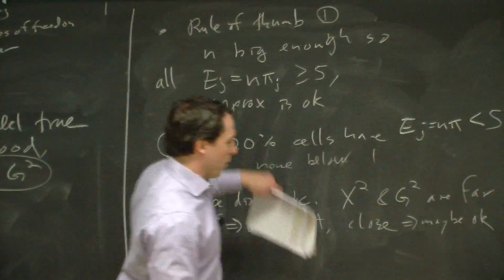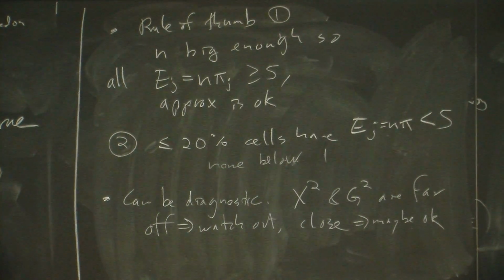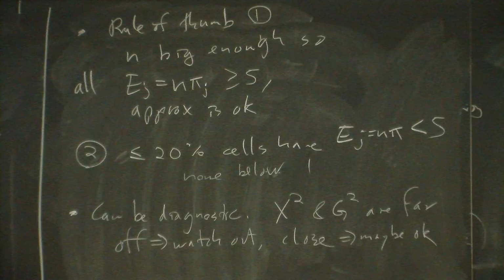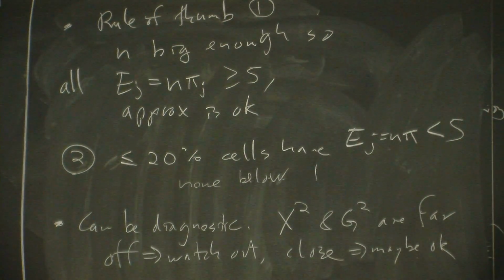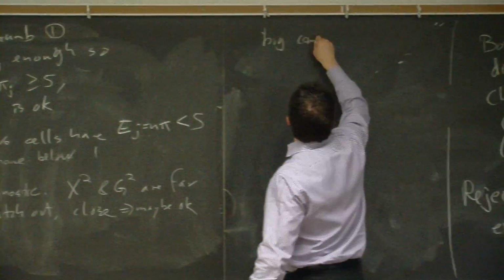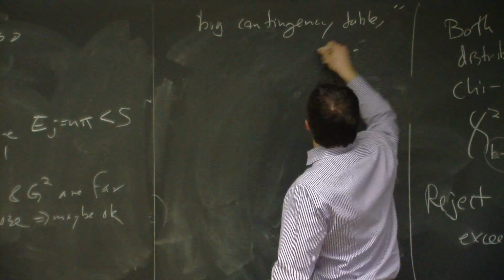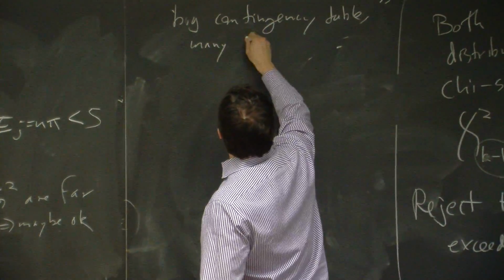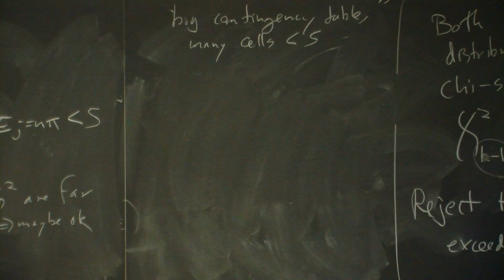Right. And what do we do if we fail the rule of thumb, and these are far apart? What do you think we should do? We have some big table with lots of different possibilities. Big contingency table. Many cells less than 5. So you did a study, you asked too many questions. Yeah. So I would collapse. Yeah. But I actually have a question.